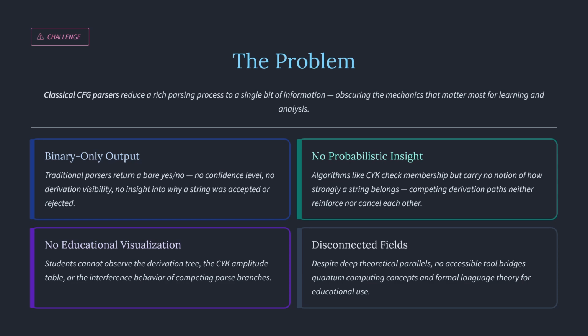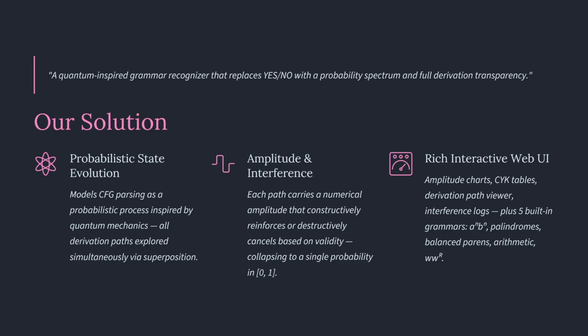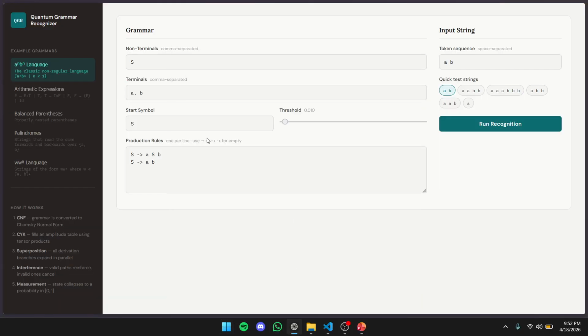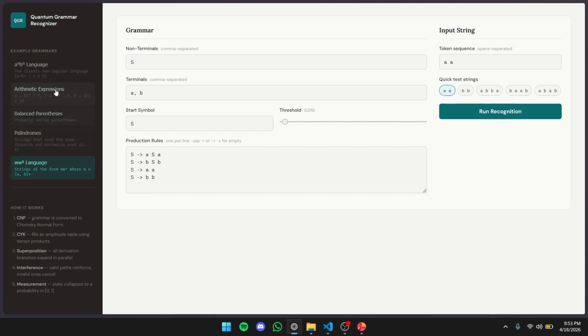The solution for this is the quantum grammar recognizer that we have made for our end semester project. So let me show you our project. Okay, so this is our project. Here, a few languages and example grammars are given. You can switch between them and choose any one.